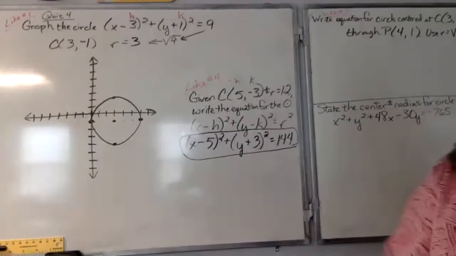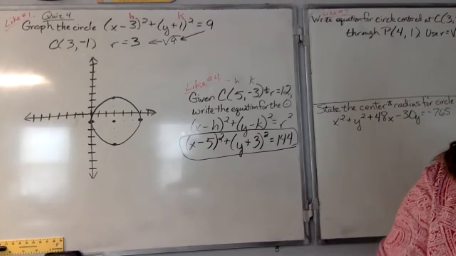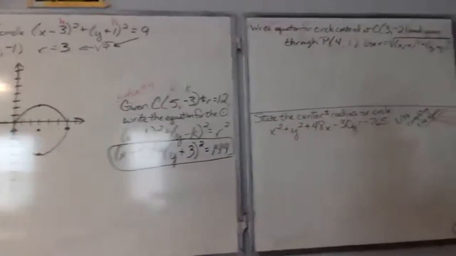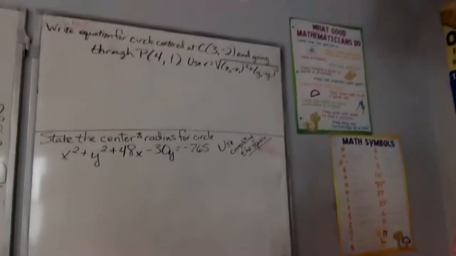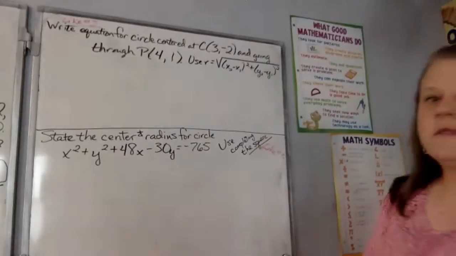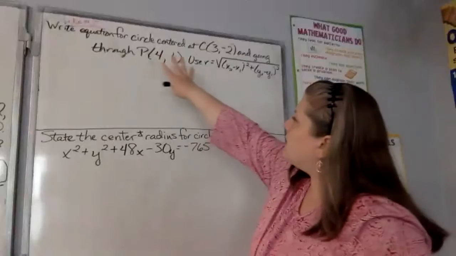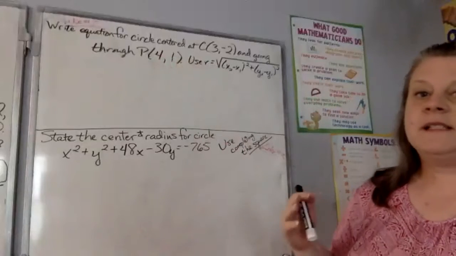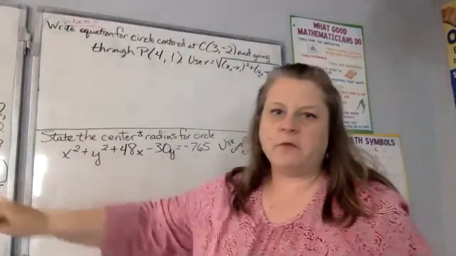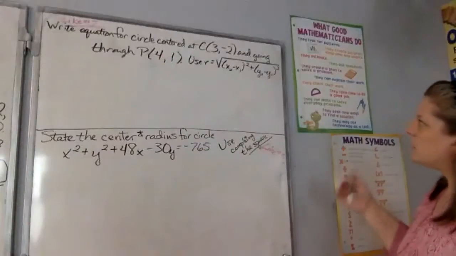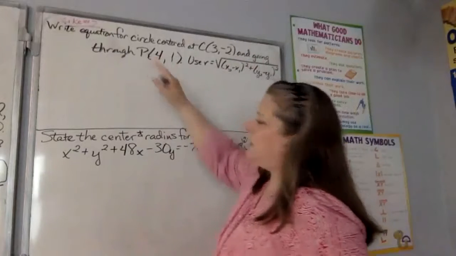Okay, everybody good with 1 and 4? Yes, ma'am. All right, so now we're gonna roll over. We're gonna do number 2 and number 3. For number 2, we're gonna write the equation for the circle centered at (3, -2). It sounds similar to number 4, but the problem is we don't know the radius yet because it says that it goes through (4, 1).